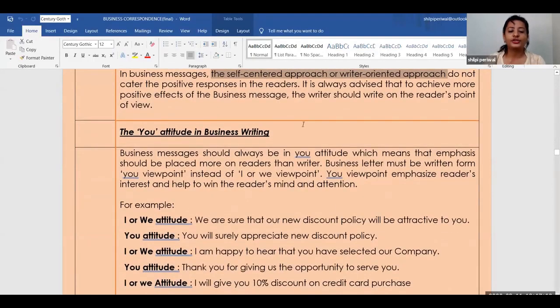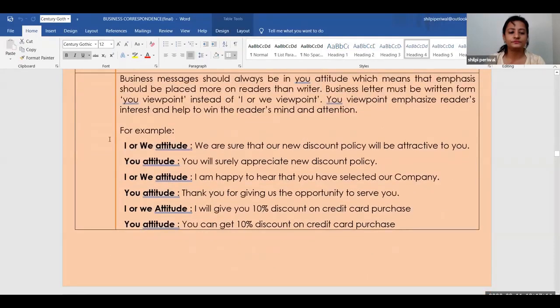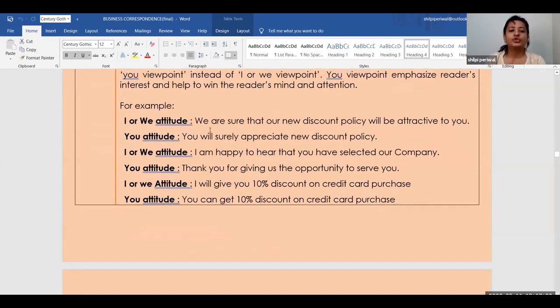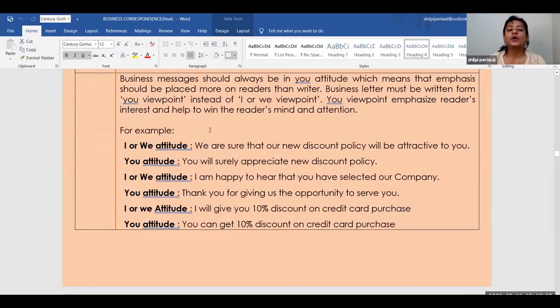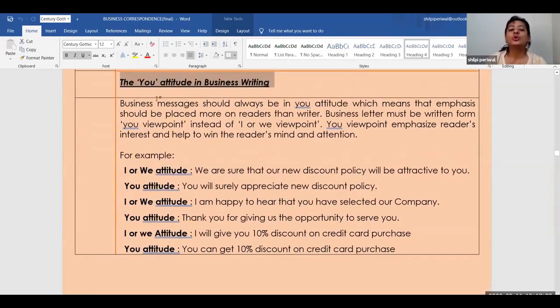Mark, this is important, the you attitude in business writing. You attitude means you are not bothered about the reader. You are only thinking about you. So business messages should, I'm sorry, it should not be actually, that business letter must be written from you viewpoint instead of I or we viewpoint.